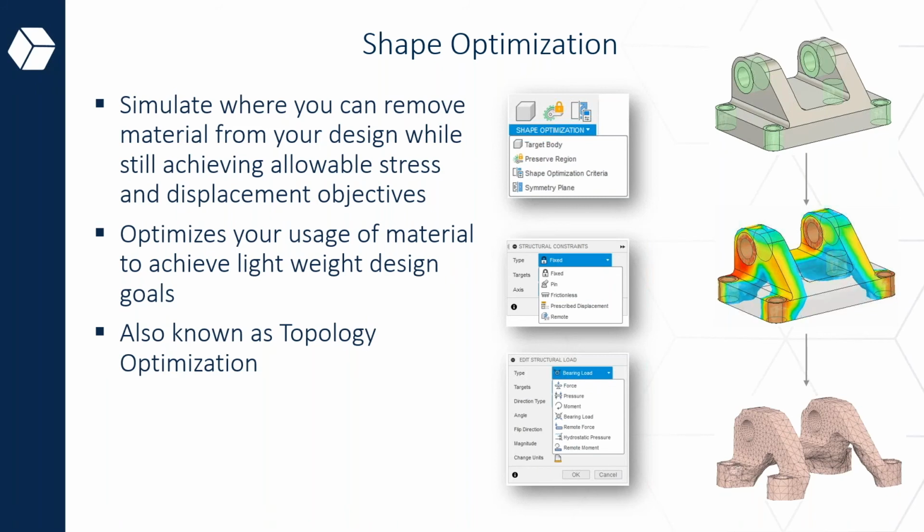What it does is it takes the loads and constraints that you plan to put on it, or what in reality it's going to go through, and gives you the opportunity to remove material from the part. So this concept is also known as topology optimization, optimizing the use of your material to achieve lightweight design goals. Where weight saving is very, very important, this is a very handy tool that you can use.